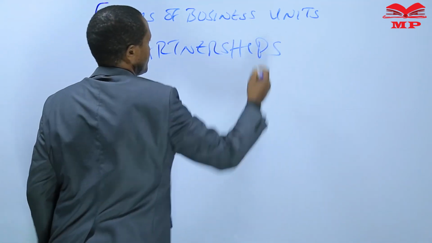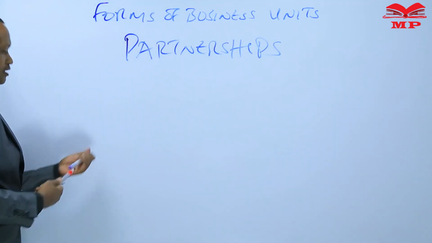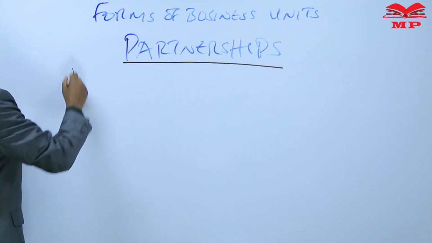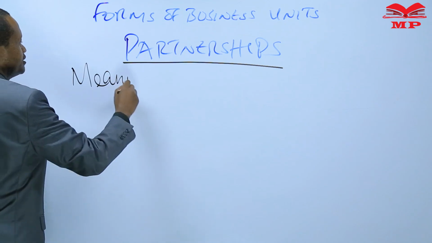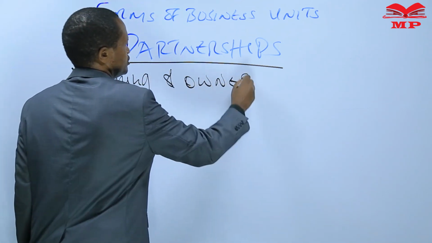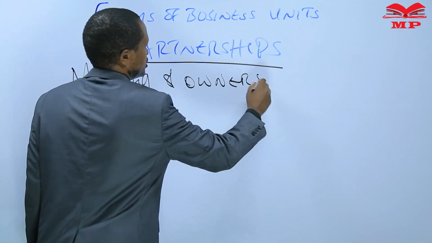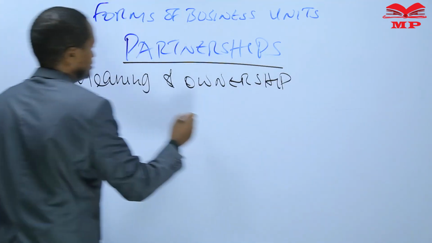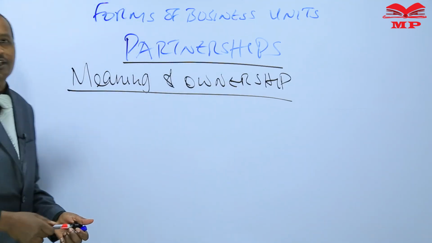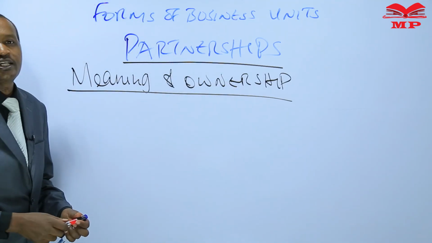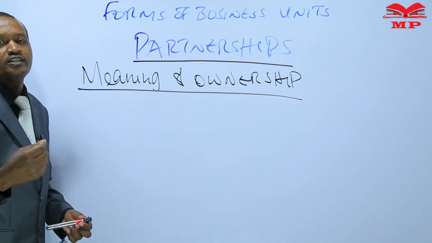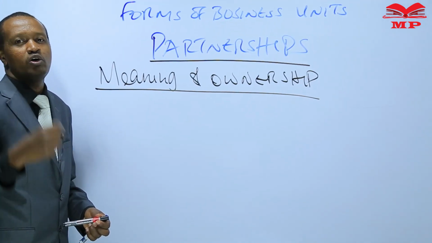So write down partnerships. The first thing to discuss will be the meaning and ownership. What is a partnership? Learners, a partnership is an association of two or more persons who run a business as co-owners.